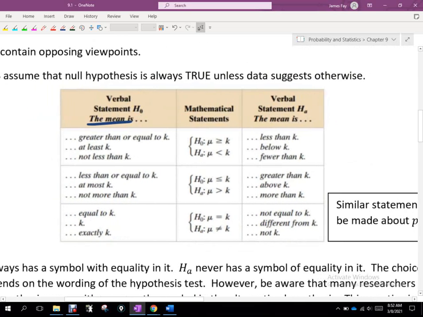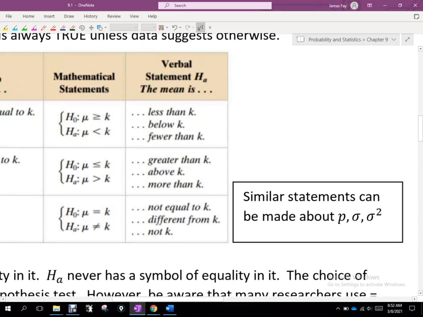So that being said, as I said at the beginning, we should be able to make similar statements about p, the population proportion, about sigma squared, the variance, and about sigma, the standard deviation. Those are all parameters for the population. Once we learn how to do this initially with the mean over the next couple of days and get good at that, it's just a slight alteration depending on whether we're estimating p or sigma squared.